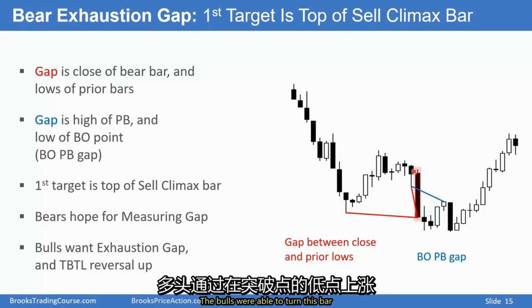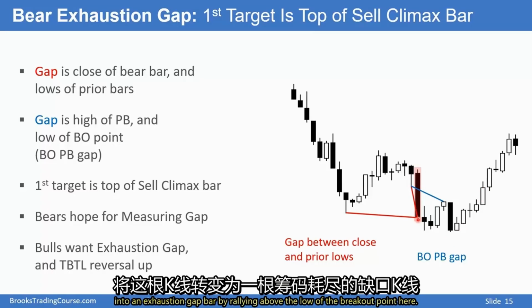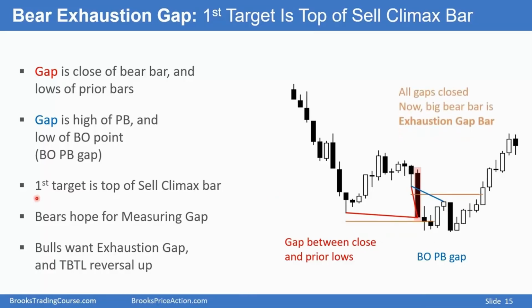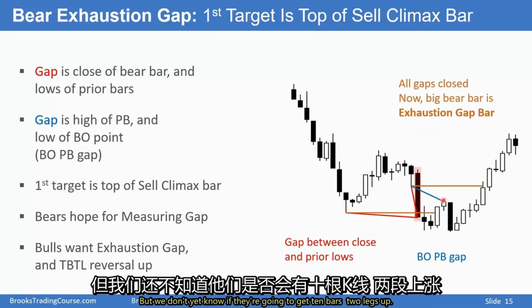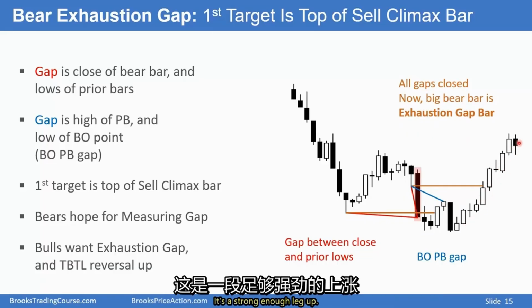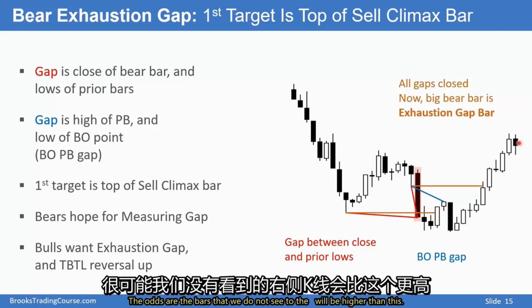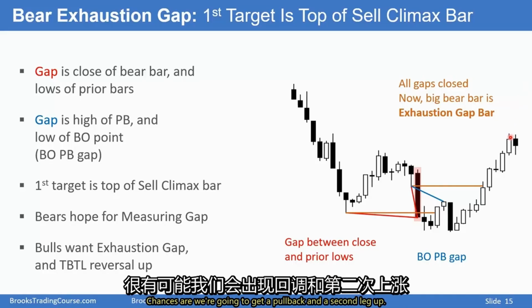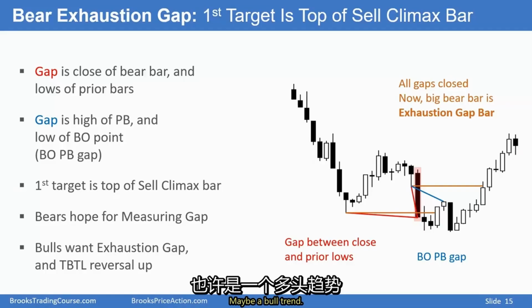The bulls were able to turn this bar into an exhaustion gap bar by rallying above the low of the breakout point here. But we don't yet know if they're going to get 10 bars, 2 legs up. Right now they have 1 leg up. It's a strong enough leg up. The odds are the bars that we do not see to the right will be higher than this. Chances are we're going to get a pullback and a second leg up. Maybe a bull trend.